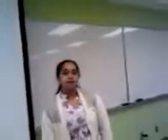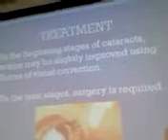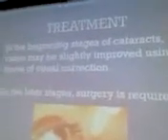Next we will see what are the diagnostic measures of cataract. History and physical examination, visual acuity measurement, ophthalmoscopy, slit lamp microscopy, glare testing, keratometry and ultrasound. These are the main diagnostic measures to find out cataract. Treatment. In the beginning stage of cataract, the vision may be slightly improved using forms of visual corrections, but in later stage, surgery is required.